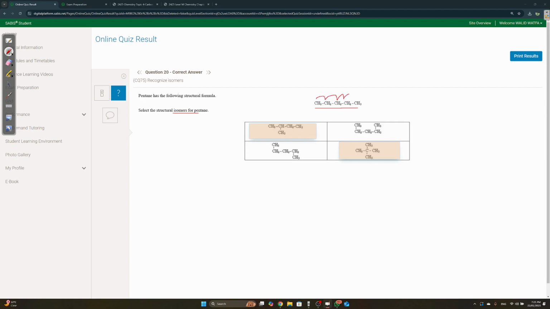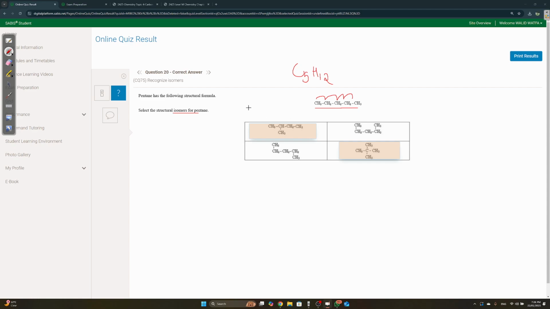We have 1, 2, 3, 4, 5. It's 5 carbons, so C5. Count the hydrogens. 7, 9, 11, 14. 2n plus, no, it should be 12. 5, 7, 9, 12, yeah, it should be 12. C5H12. Right, so we need to see which one also is C5H12.